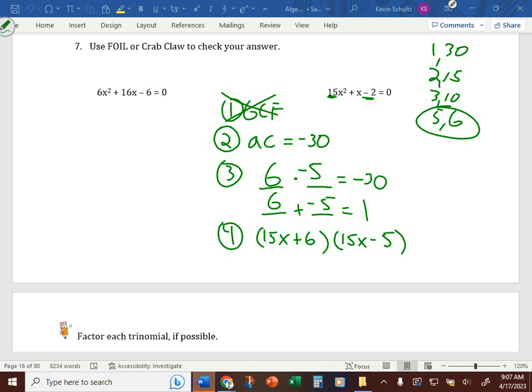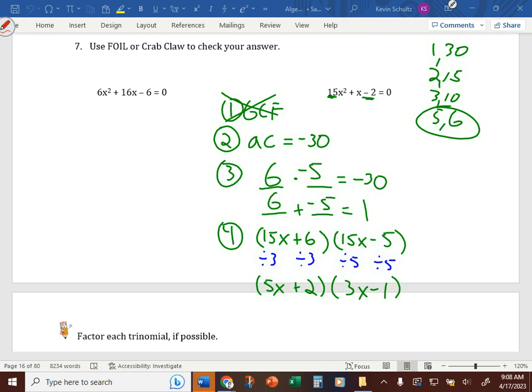And how do we rectify our cheating behavior? Simplify. Okay? What can we take out of 15 and 6? What can we divide by? 3. Divided by 3. That gives us 5x plus 2. What can we simplify? What can we take out of 15 and negative 5? 5. Divided by 5. And we get 3x minus 1.